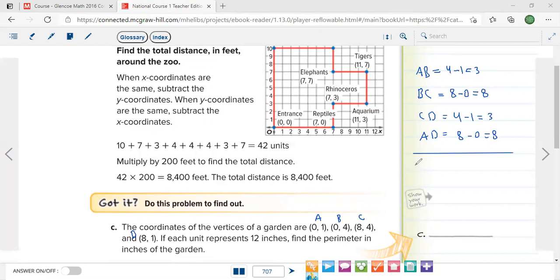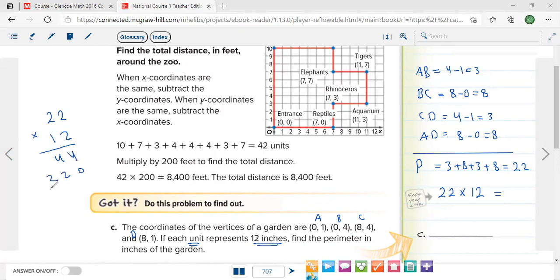you will find perimeter equals 3 plus 8 plus 3 plus 8. So that gives you 22. This 22 units, each unit represents 12. So after you finish, you multiply the 22 by 12 to see how many inches. So 22 multiplied by 12, 2 times 22 is 44, 0, 22, so 264 inches.